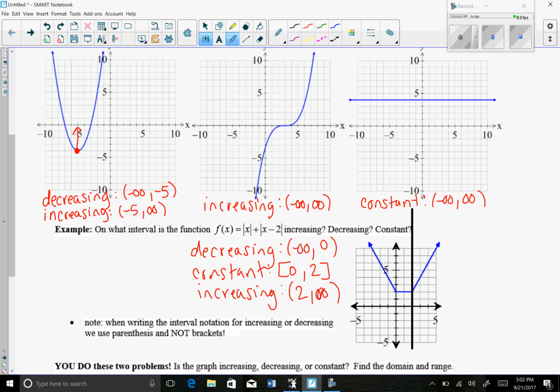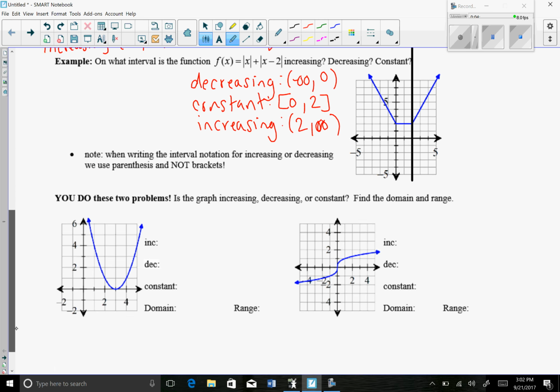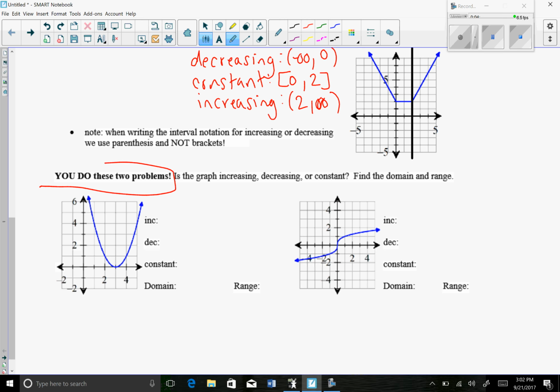And so for this, I want you guys to practice these two problems that are right here. So bring those to class with you.